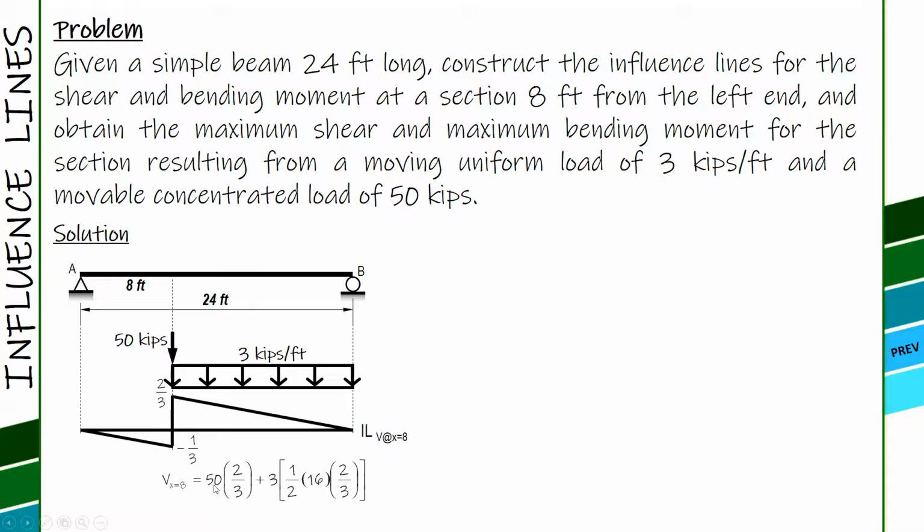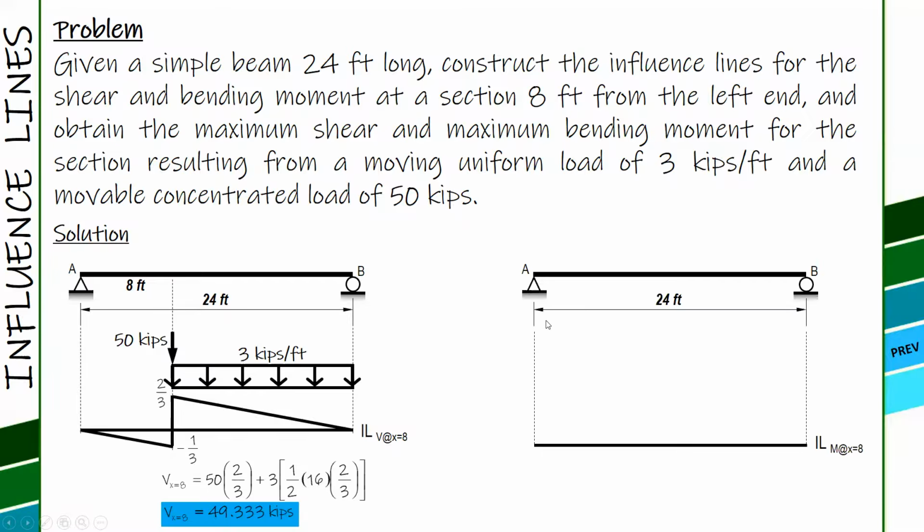Concentrated load magnitude times ordinate plus intensity of the uniform load times area of the influence line. So 1/2 times 16 times 2/3. Okay. 49.333.